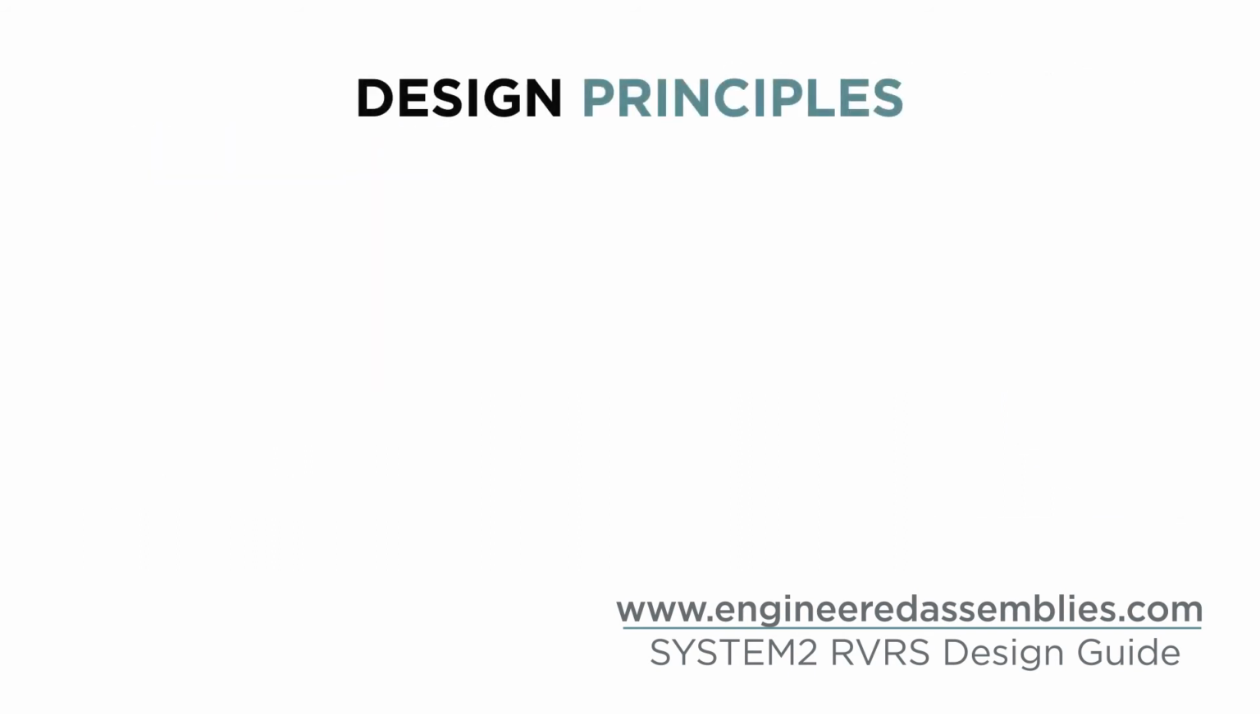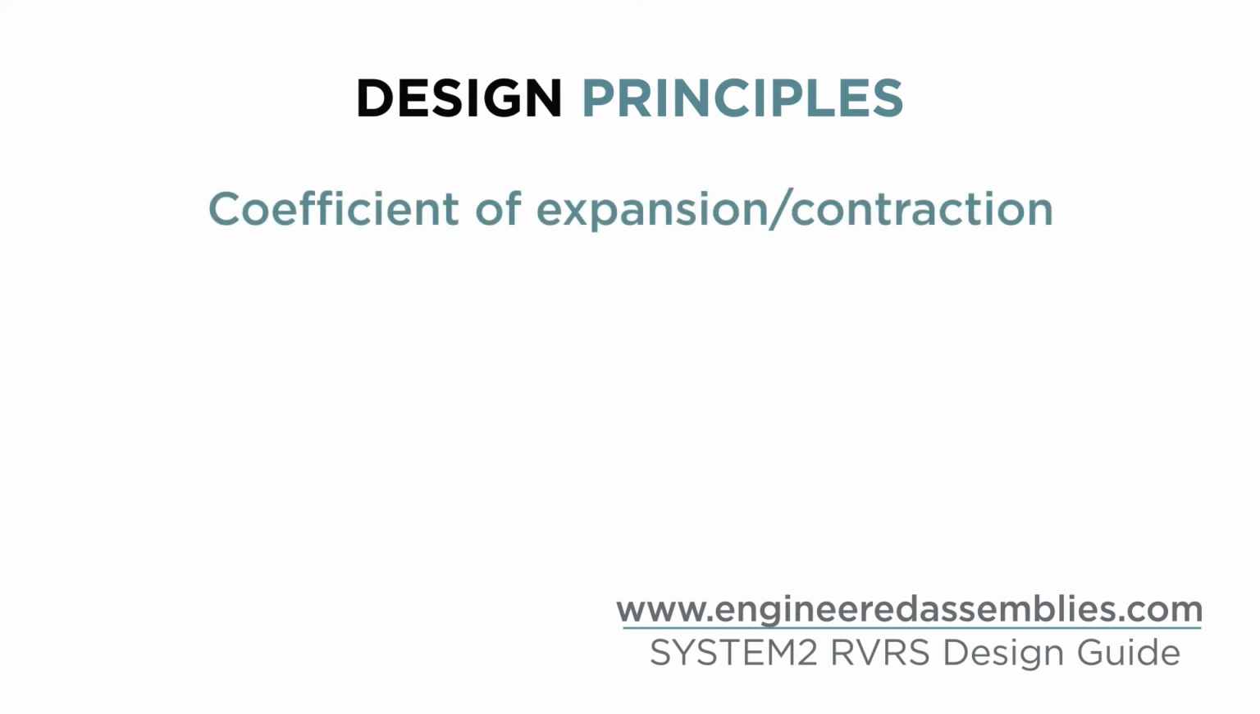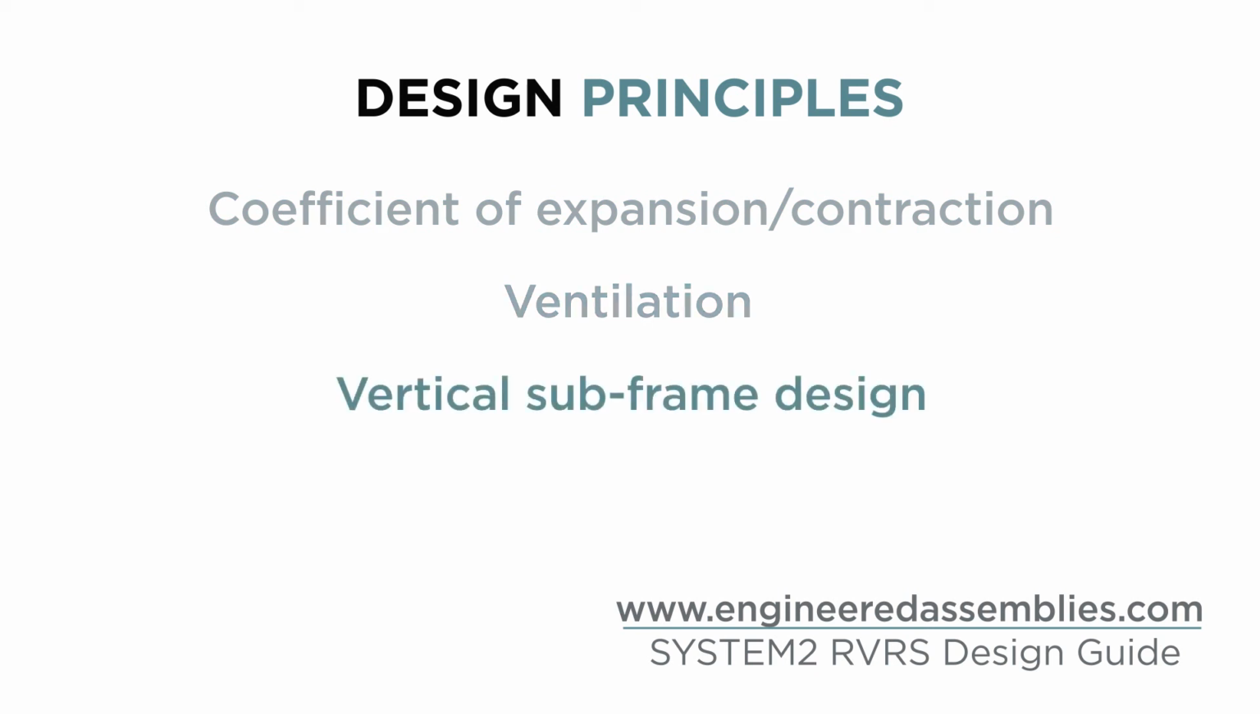In the next few minutes, we'll demonstrate the following 4 main design principles that our S2 design guide is founded on: coefficient of expansion, contraction, ventilation, vertical subframe design, and structural performance.